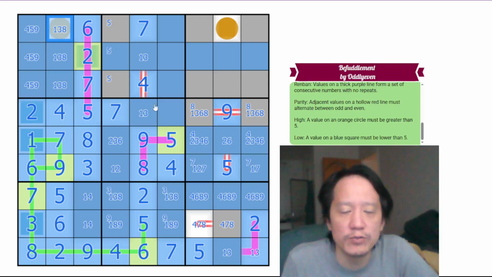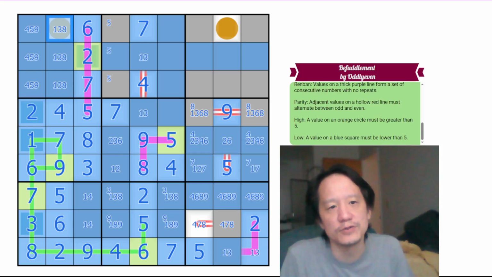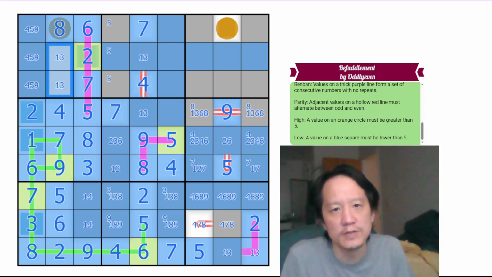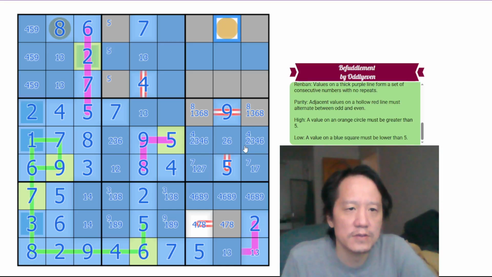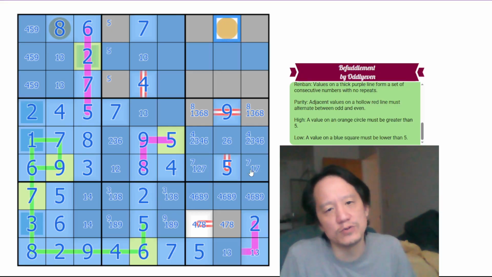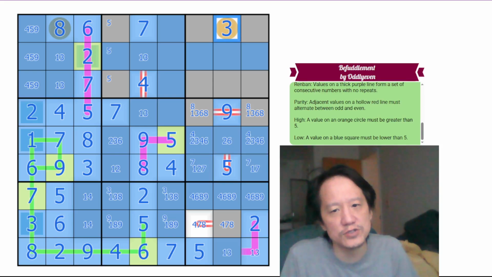The orange circle must be greater than 5. This can't be 1 or 3, so this must be 8, which means this can't be 8. This could be still doubled. So the orange circle's value is 8. Must be greater than 5. It cannot be 4 doubled. It could be 3 doubled. Obviously, it's greater than 5, so it's 6, 7. It can't be 6 or 7. This is 3 doubled, which means the rest of the column is not doubled.